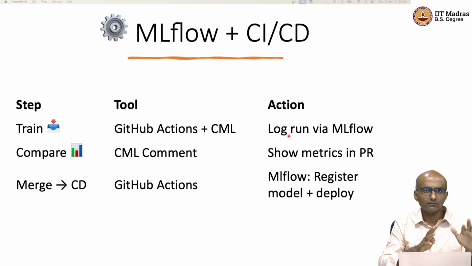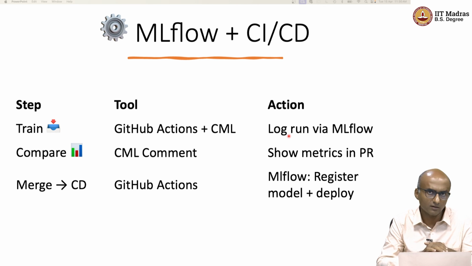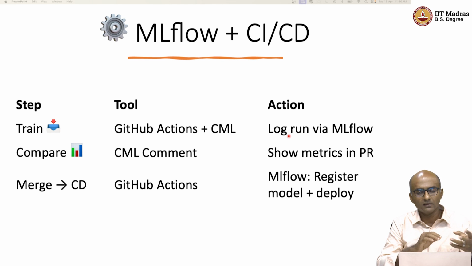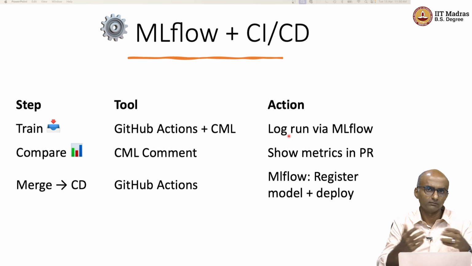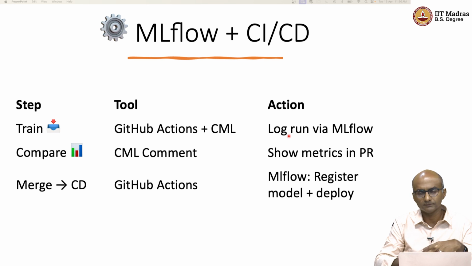Then lastly, let's say they're ready for merging, and at this stage the merge happens into the main production branch or the main release branch. This becomes a GitHub action that gets done automatically, and at this stage the final version of the model is produced. So the action that gets taken now is that the MLflow registry is used for registering this model, and then the deployment happens from that registry into the final production environment. So that's how MLflow and CI/CD work together.